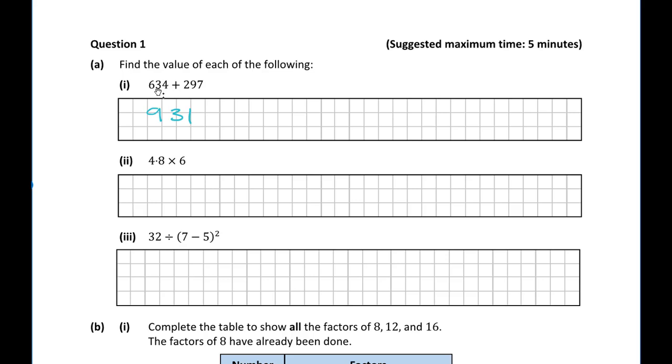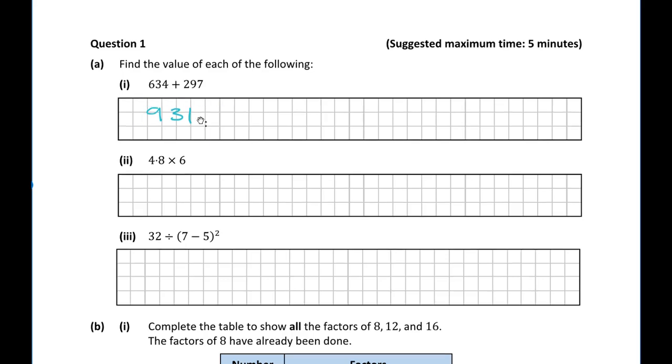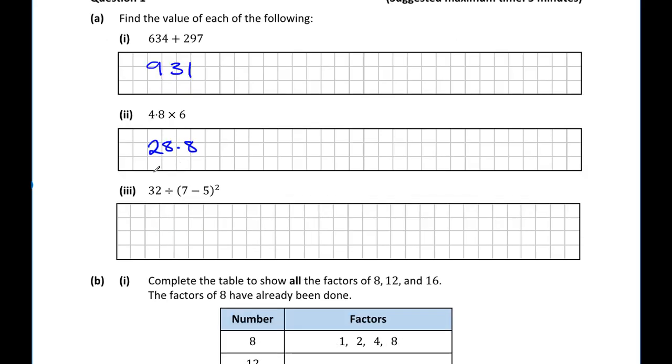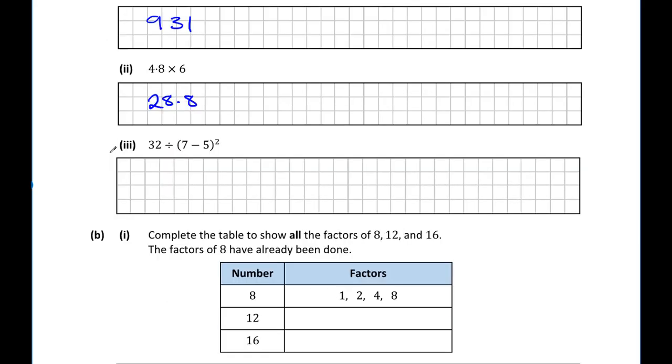Okay, 931. That's a terrible color for, there we go, that's a bit better. So that's just a calculator job. Cool, we move on. This, so 6 times 4 is 24, 6 times 8 is 48, so this should be 28.8. All right, calculator, just put that in your calculator and press equals or EXE, whatever is on your calculator.